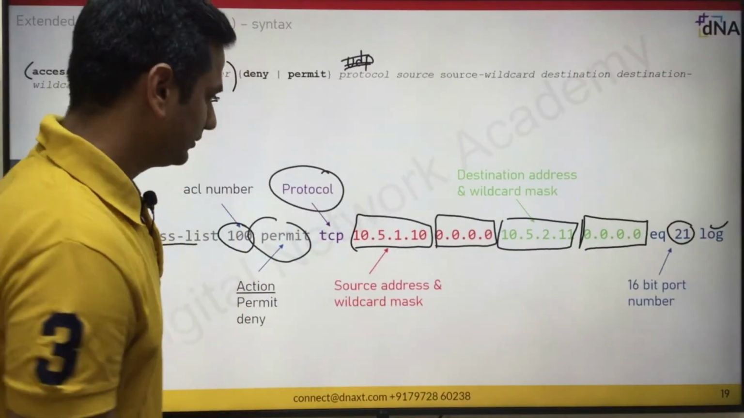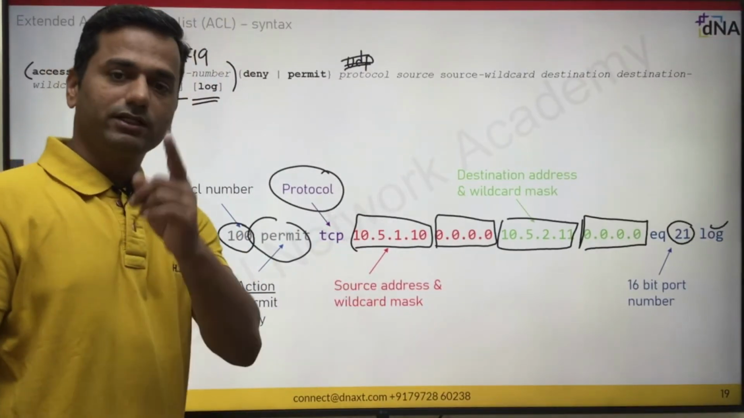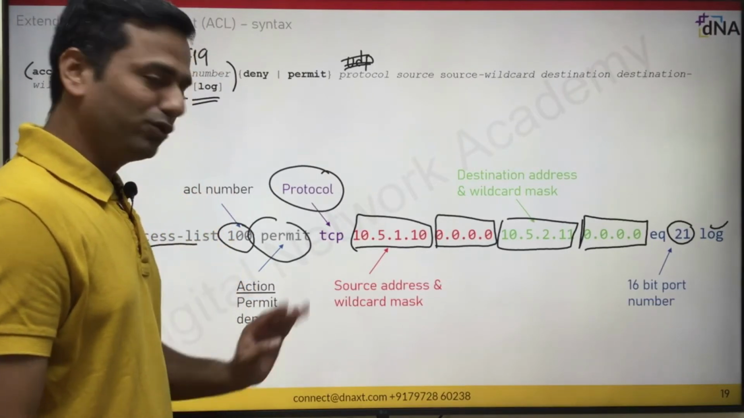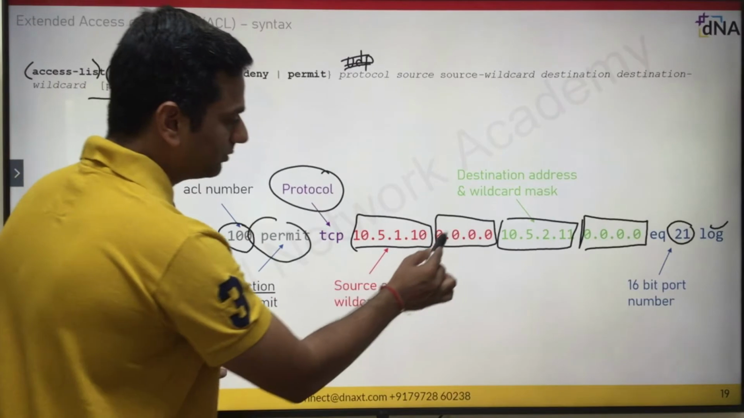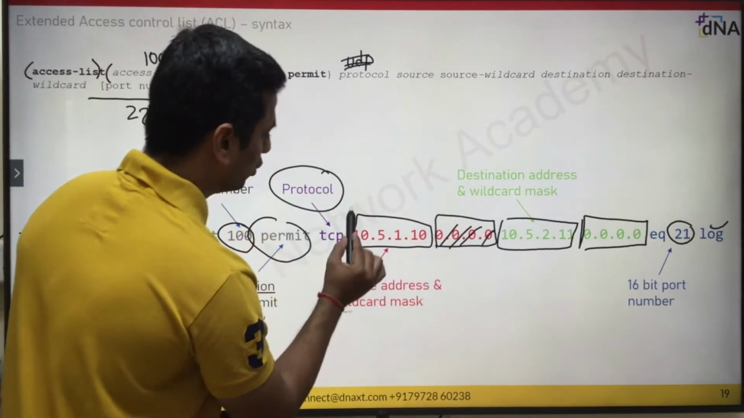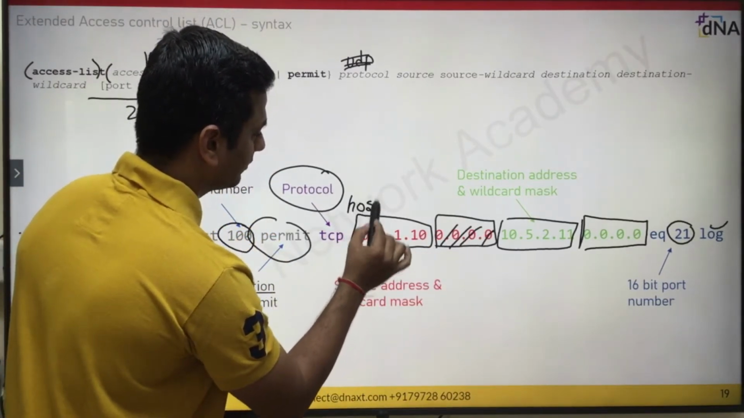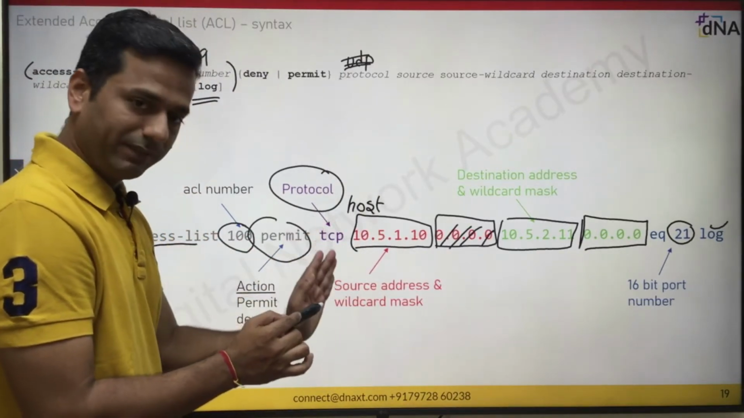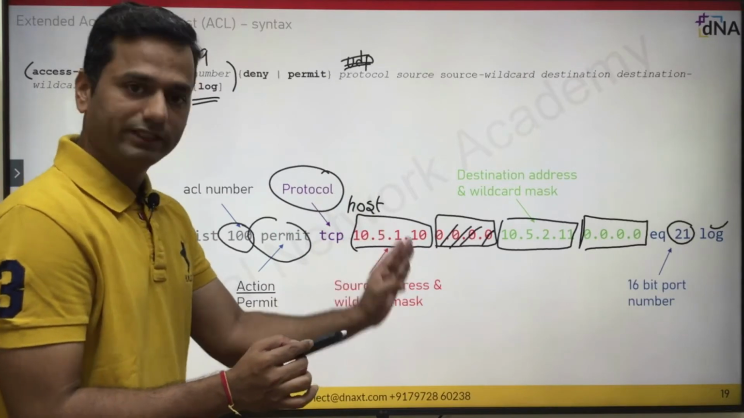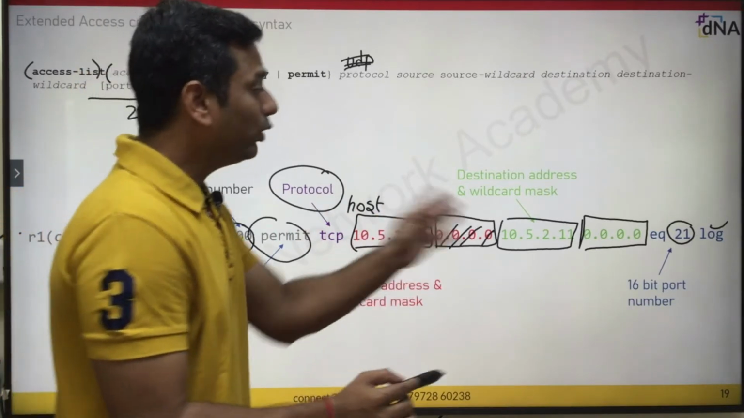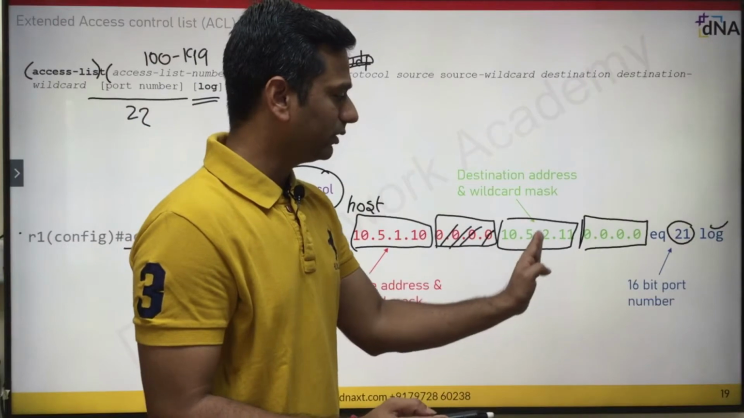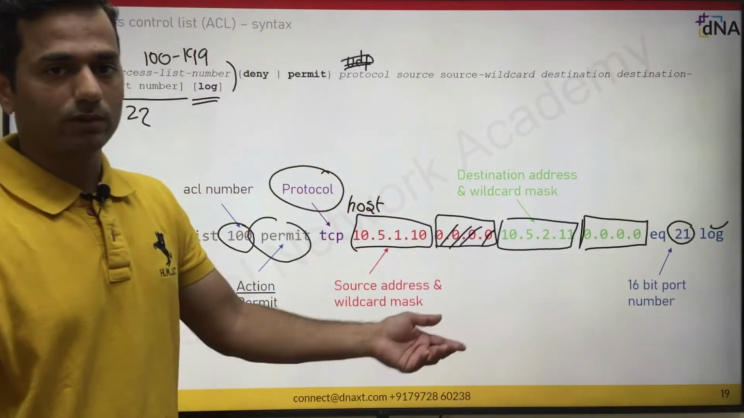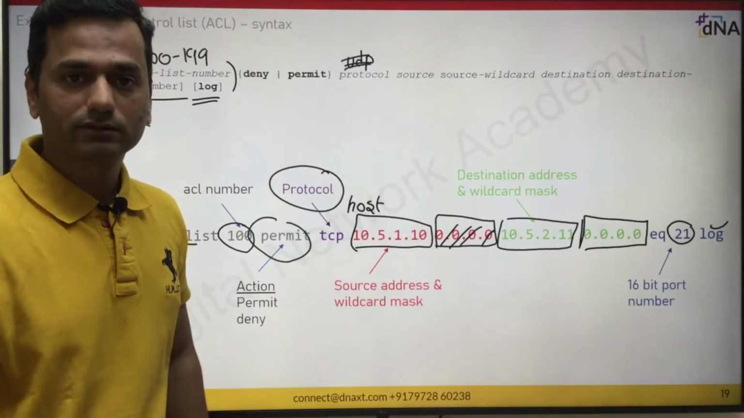Here is one catch, guys. If you want to match a single IP address, do one thing: don't use a wildcard mask. Use the host keyword here. What will the command be? Access-list 100 permit TCP host 10.5.1.10, meaning a single IP I would like to match. Then host destination IP address 10.5.2.11, EQ equal to 21, meaning FTP port number 21, and generate the logs. Very simple.